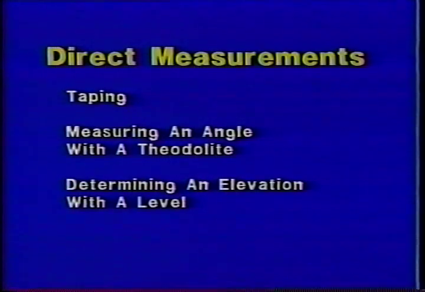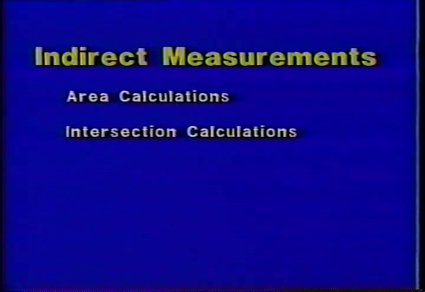Measurements can be direct or indirect. Direct measurements are simply that. They are made directly on the ground. They include taping or measuring a distance with an EDM, measuring an angle with a theodolite, or determining an elevation with a level. On the other hand, indirect measurements involve some type of mathematical computations. Examples include area calculations from measured field data or intersection calculations like a bearing-bearing intersection used to determine the center of a section in public land surveying.